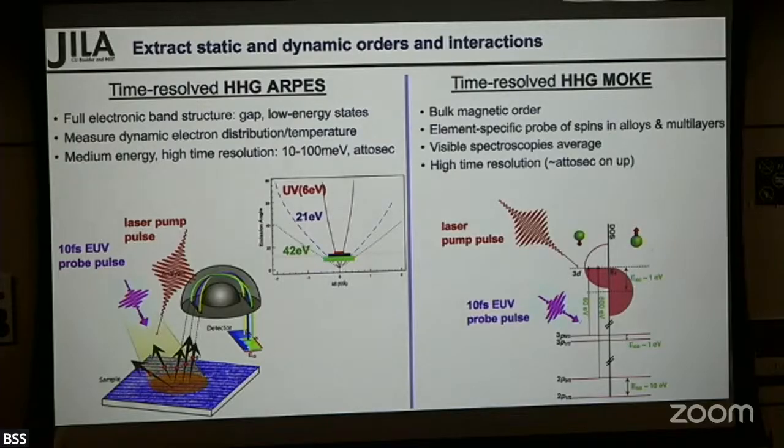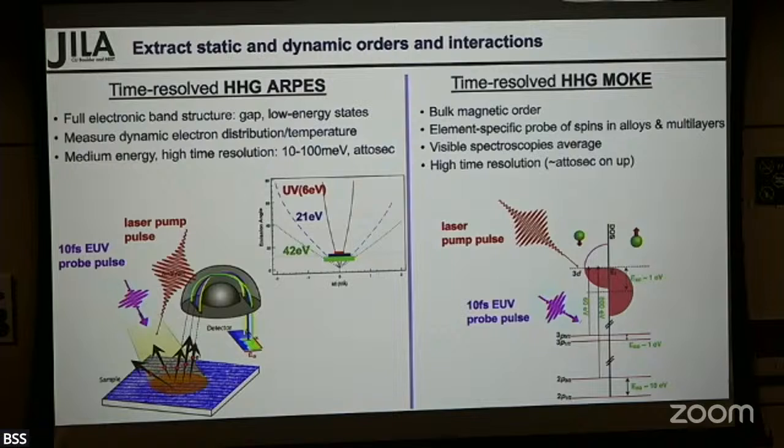We can also use magneto-optic spectroscopies. Even though I won't talk about them, the nice thing about using EUV light is that we get element-specific probes. We don't probe the L edges, the 2P, for example, in nickel. We probe the M edges. They're still quite deeply bound at 60 eV. So that means in an alloy or in a multilayer, we can probe element resolved spin dynamics. Did you have a question?